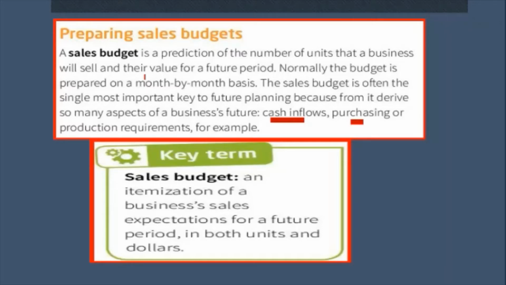So you can get your production or purchasing budget. There's a definition here: an itemization of a business's sales expectations for a future period in both units and dollars. So it must be done in both units and dollars. Okay, so we look at an example of it next.